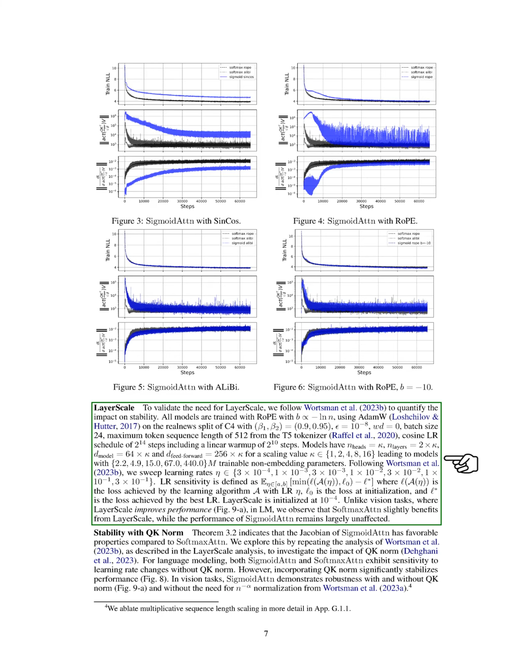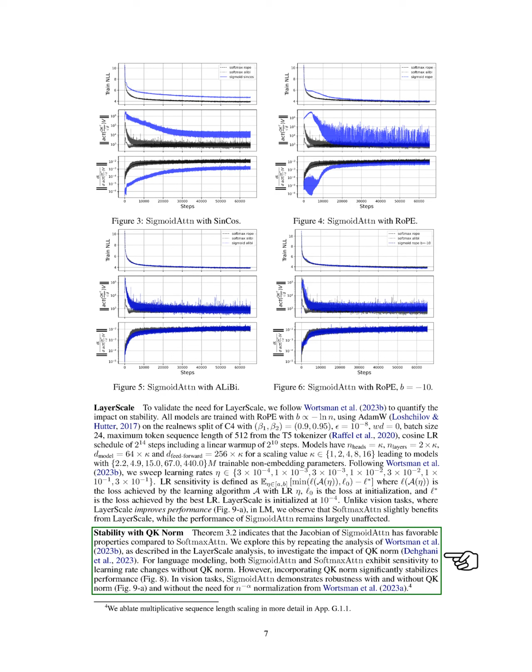We found that while layer scale slightly improved performance in one model, it had little effect on another. We then looked into the stability provided by layer norm applied to the query and key. Our analysis showed that both models were sensitive to learning rate changes without this normalization. However, incorporating layer norm significantly stabilized performance. In vision tasks, one model showed robustness regardless of whether layer norm was applied.